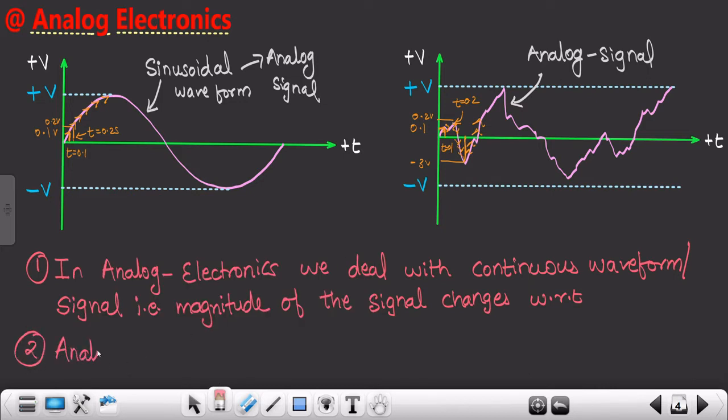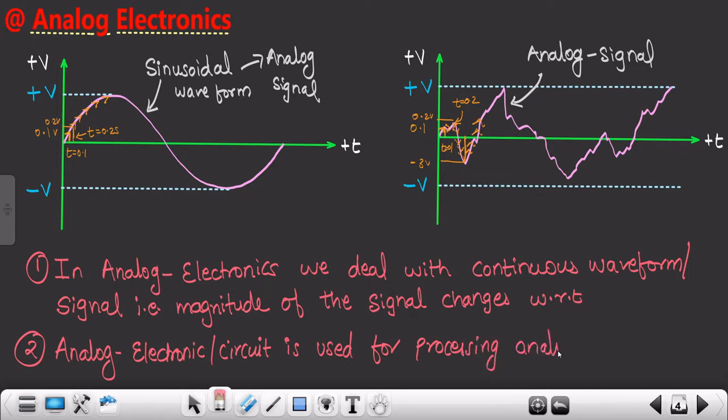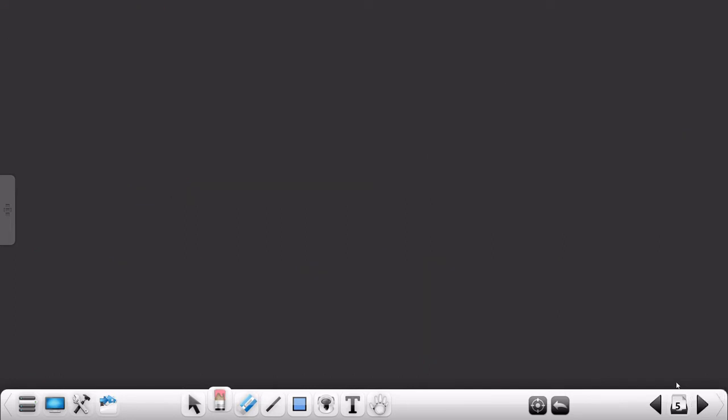Analog electronics or circuit is used for processing analog signals. Okay, now we'll come to the disadvantage of this particular analog circuit, right?